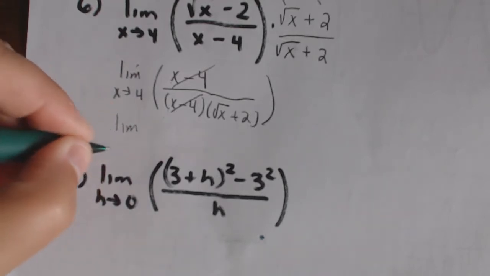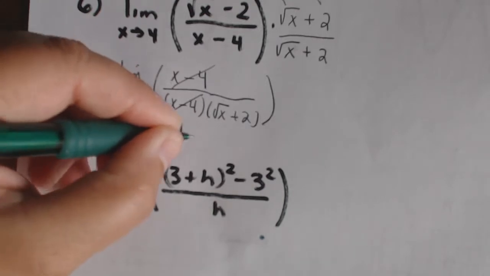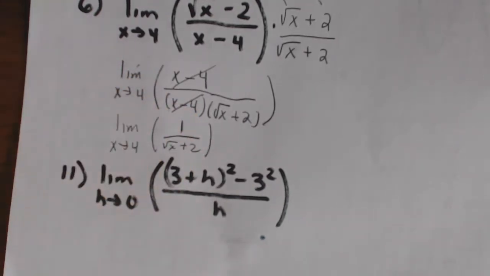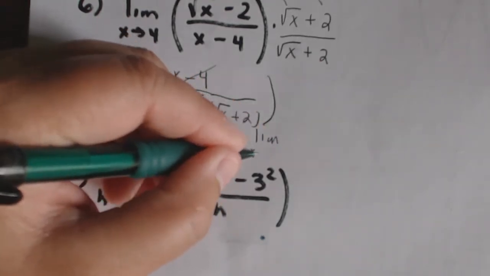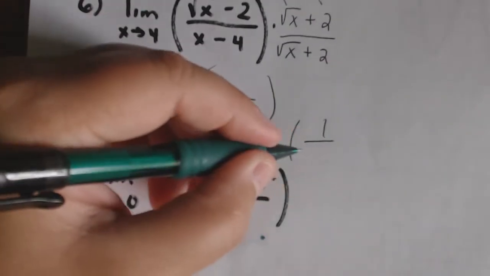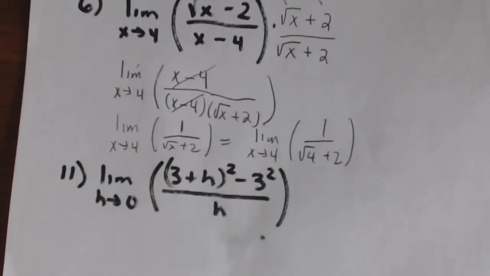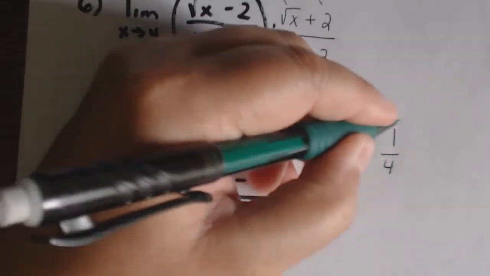So the limit as x approaches 4 of, there's an understood 1 that pops up in the numerator, over the square root of x plus 2. Now 4 is in that domain. So this is the limit as x approaches 4 of 1 over the square root of 4 plus 2. I just plug it in. And so that is 1 over 2 plus 2. That's 1/4.